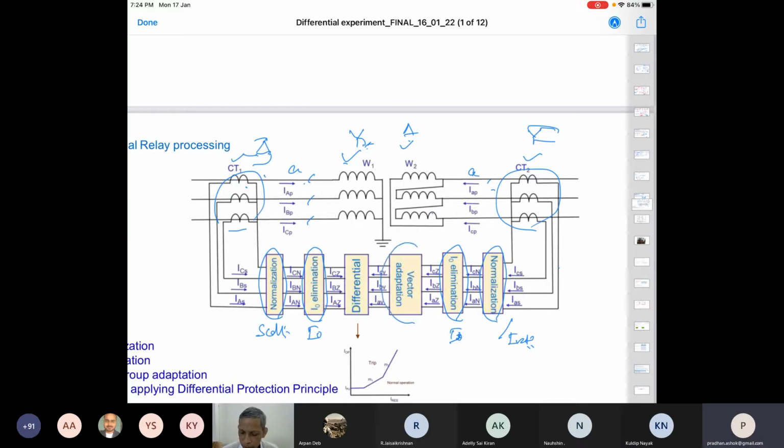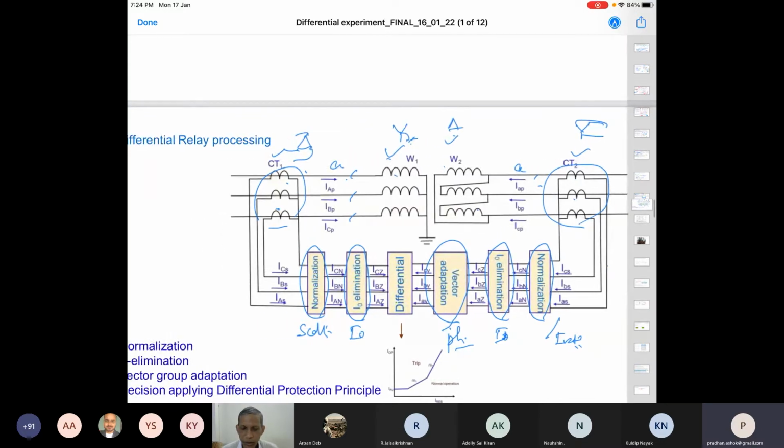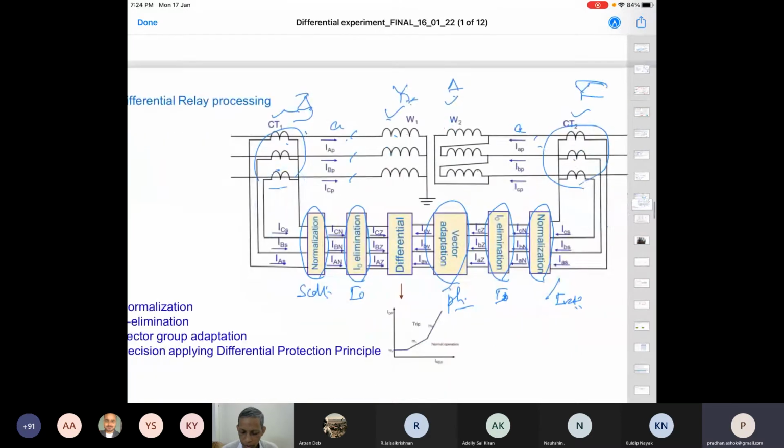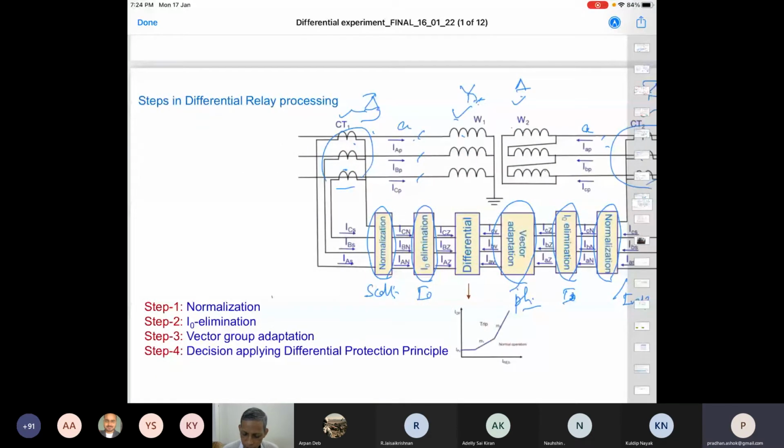Now we talk about vector adaptation. What is vector adaptation? That is phase compensation. Why phase compensation? If the transformer is star delta, then because the CTs are connected in secondary star grounded, there are advantages also for why CTs should not be connected in delta, but still, blindly connect star delta and then we get the vector adaptation. These are the different steps we do, and after that you make the differential comparison.